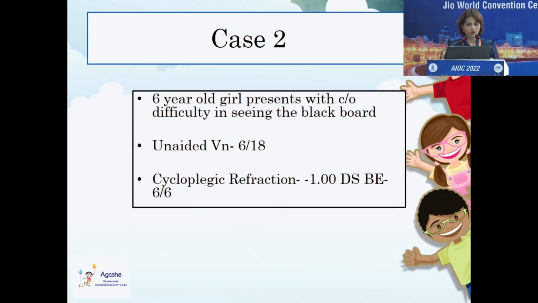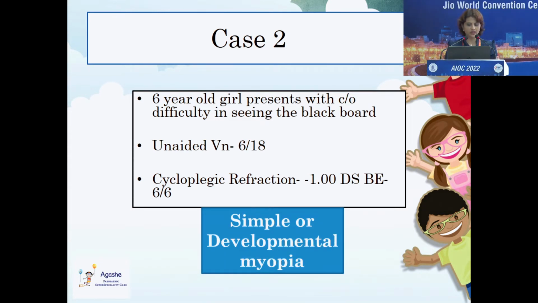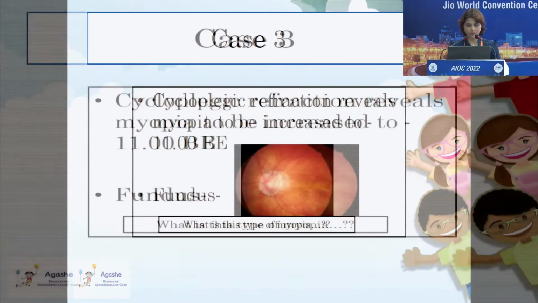Case number 2, a 6-year-old child who progressed over the next 3 years. This is a case of simple or developmental myopia or school myopia. So this is the cohort wherein atropine works. And these are the patients who can be treated with atropine eye drops.